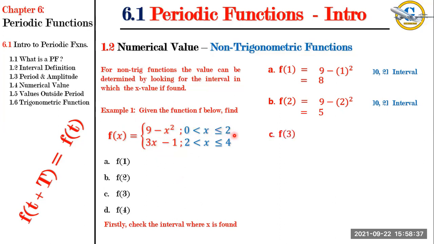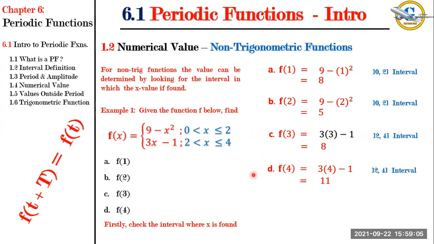Then f of 3, 3 is found in the second interval. So f of 3 is going to be equal to 3 into 3 minus 1, and that gives us 8, using the second interval. And for f of 4, we use the second interval as well. f of 4 will be equal to 3 into 4 minus 1, and that gives us 11.